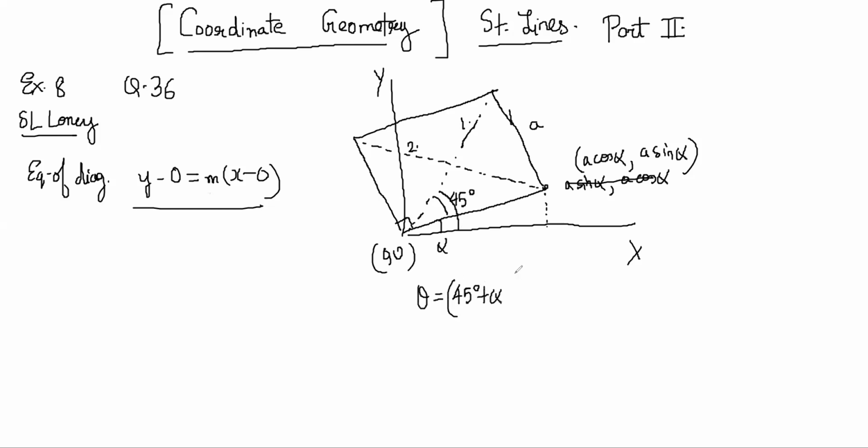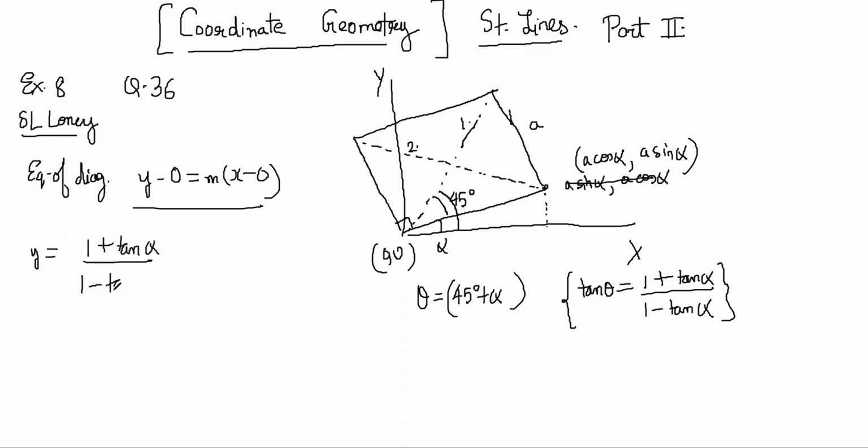This is theta. So the slope will become tan theta is equal to 1 plus tan alpha by 1 minus tan alpha. Are you getting how? Tan of 45 plus alpha, right? So now the equation of the line we have gotten: y is equal to 1 plus tan alpha by 1 minus tan alpha into x, right? Does it make sense? This is fine, no?